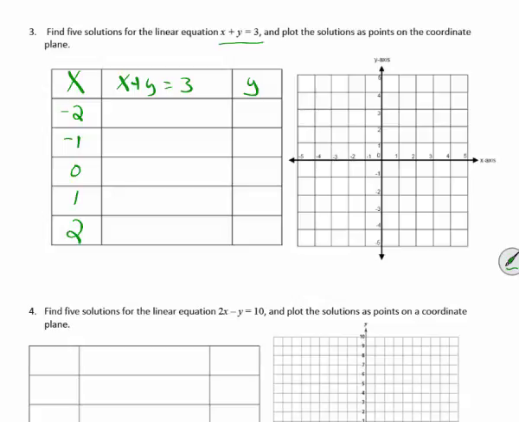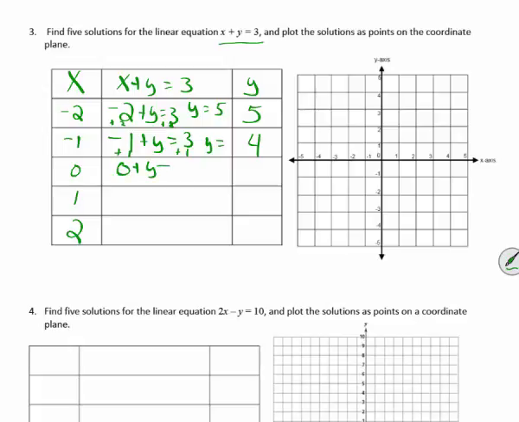So now when I put them in, just like we were doing before, but now it's in chart form. So this is going to be -2 plus y equals 3. To solve that, I would have to add 2 to both sides. So y would equal 5. So I would fill in 5 over here. If I put -1 in, so -1 plus y equals 3. To solve it, I would add 1 to both sides. Y is going to equal 4.